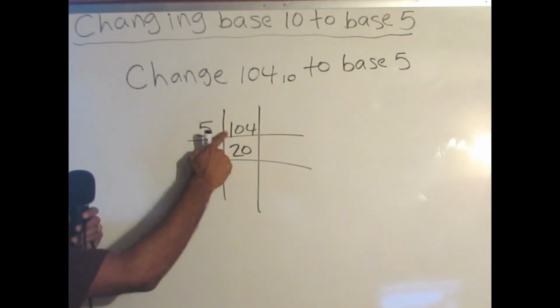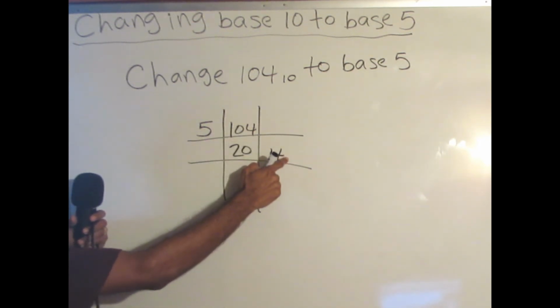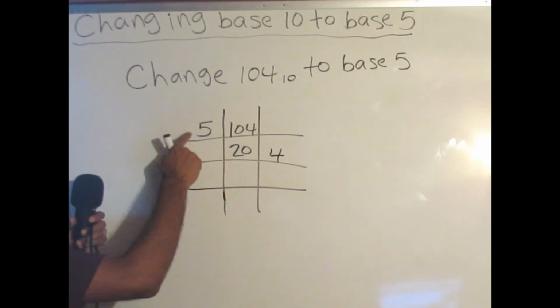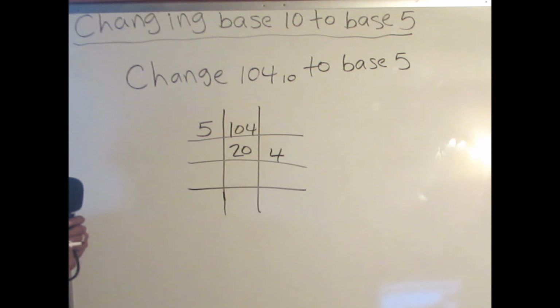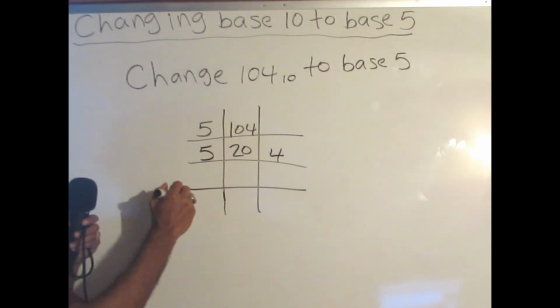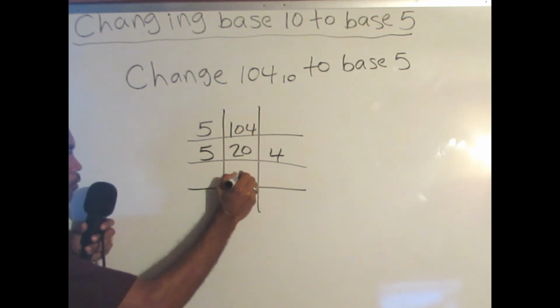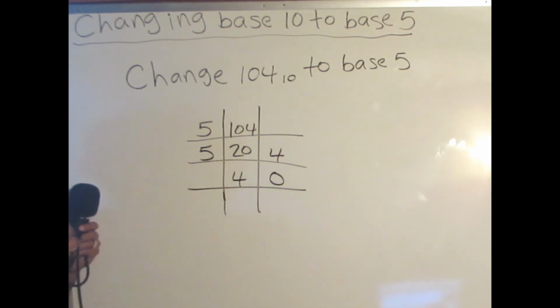So 5 can go into 104 20 times with 4 remainder, because 5 times 20 is 100 plus 4 remainder gives us 104. So we continue. Our first step, 5 into 104, remember, 20 with 4 remainder. Our remainder is very important. We can still divide 5 into 20, so we're changing base 10 to base 5. So 5 can go into 20 perfectly, 4 times, and with 0 remainder. It's very important that whenever a number goes perfectly, you put your remainder as 0.